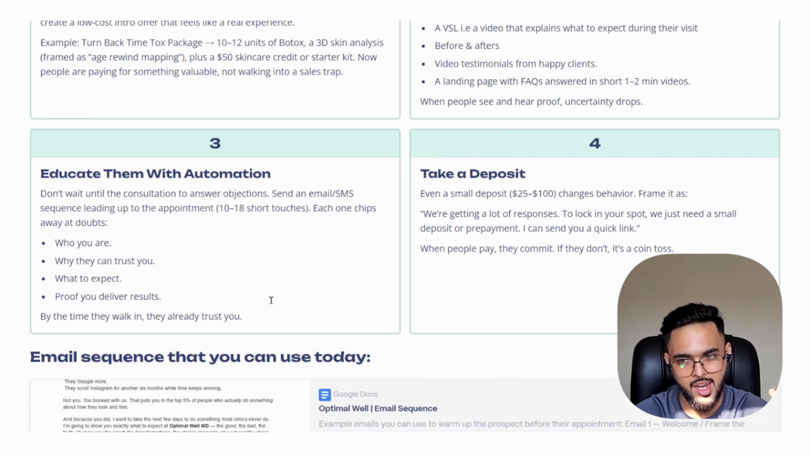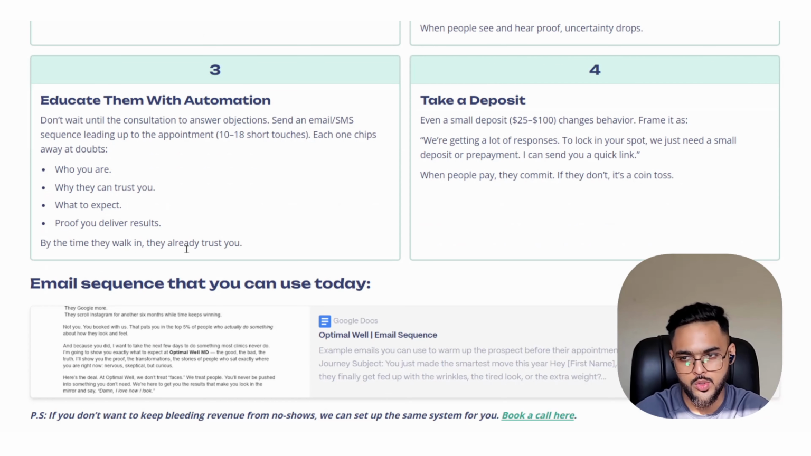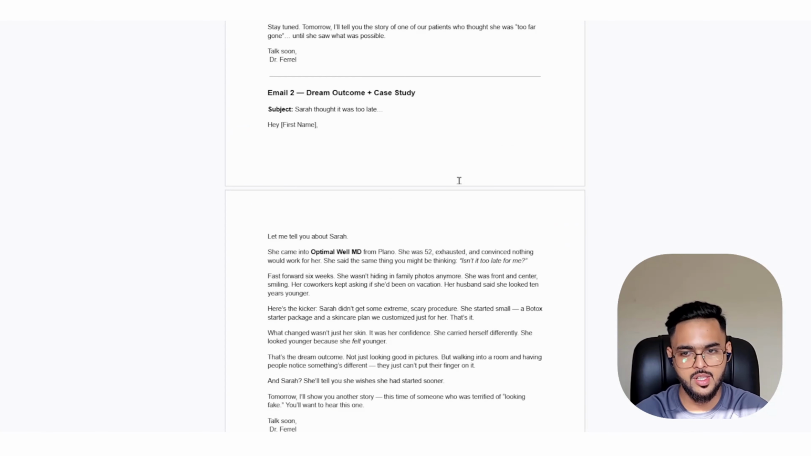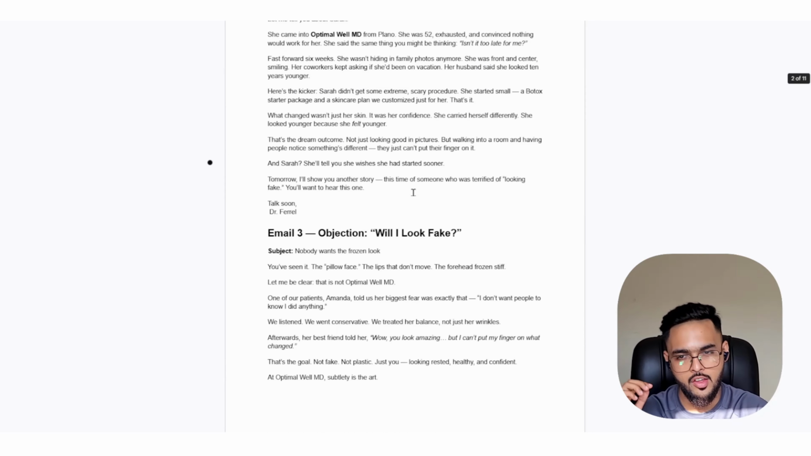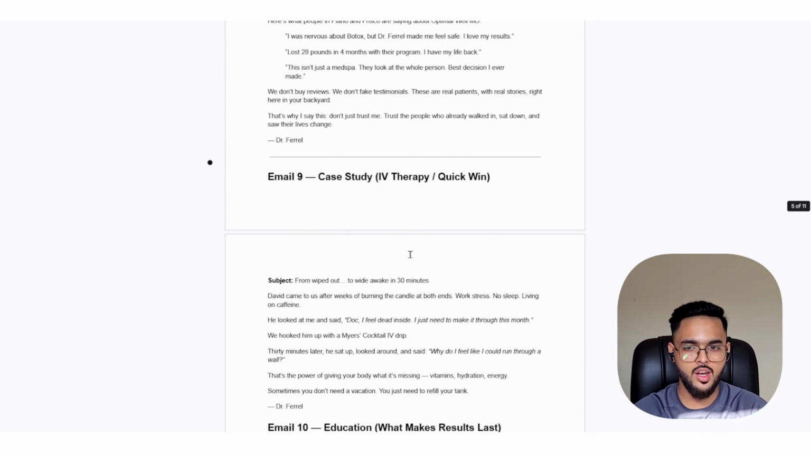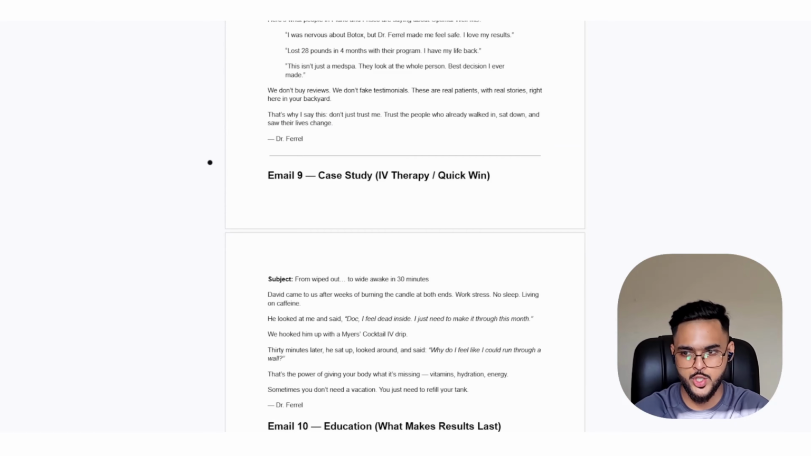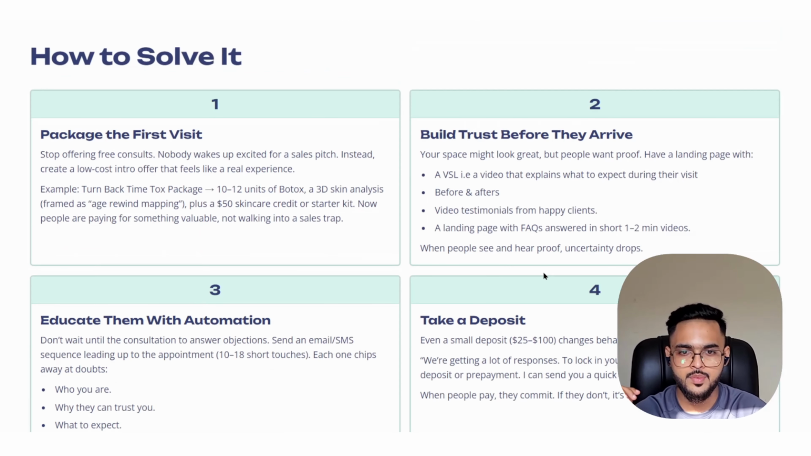So you want to send an email sequence leading up to the appointment, and each email should be under one of these four buckets: who you are, why they can trust you, what to expect, prove that you deliver results. And if you want to, I've created this email sequence for you. So if you just read through this, you'll understand why, if you send these emails to someone, they are going to absolutely show up.